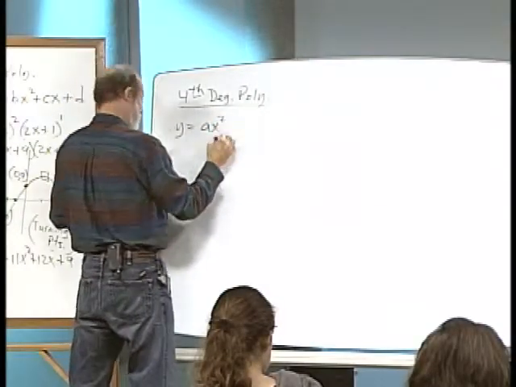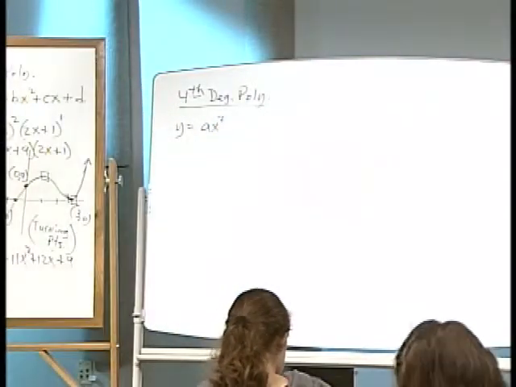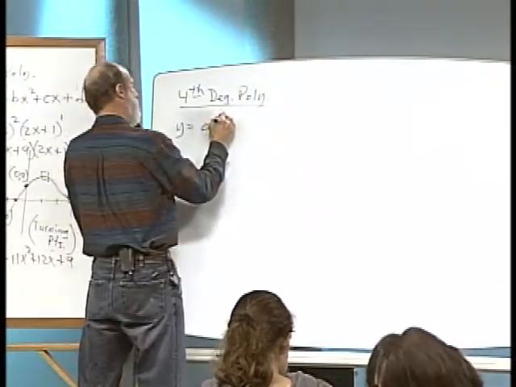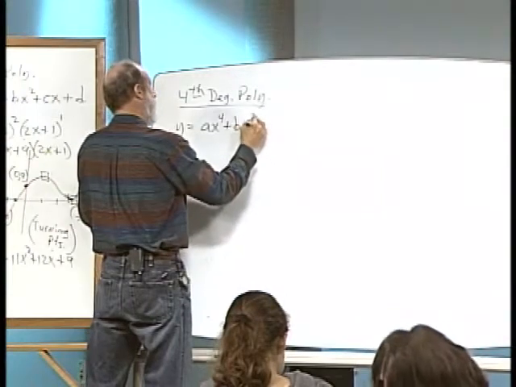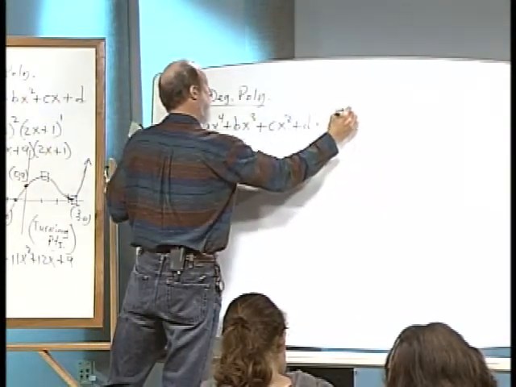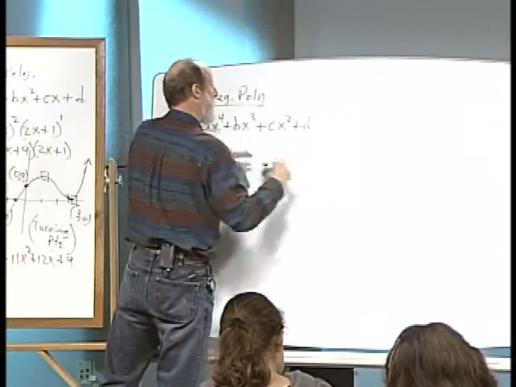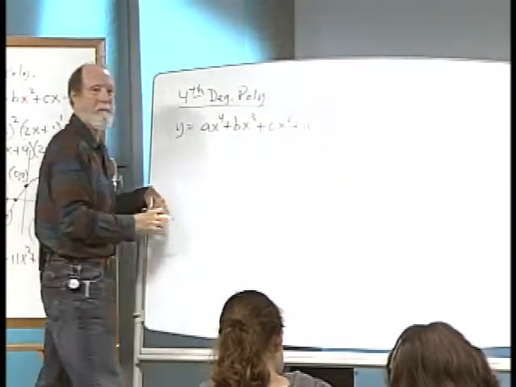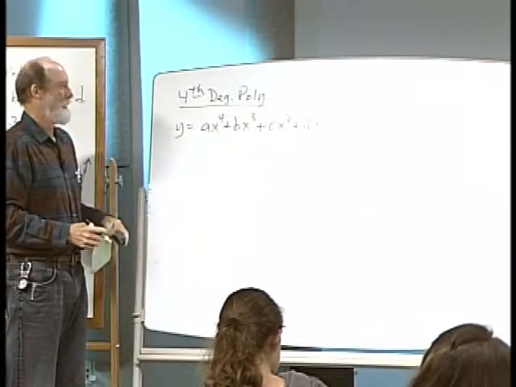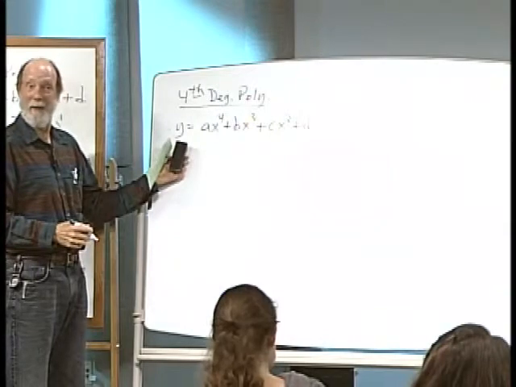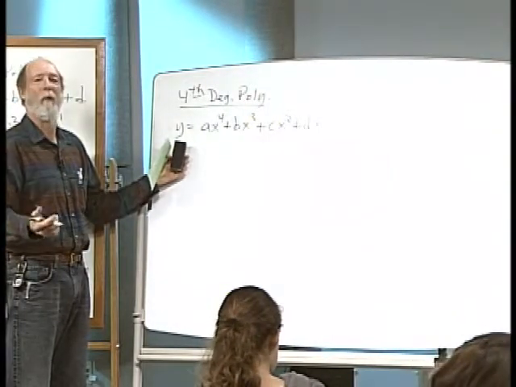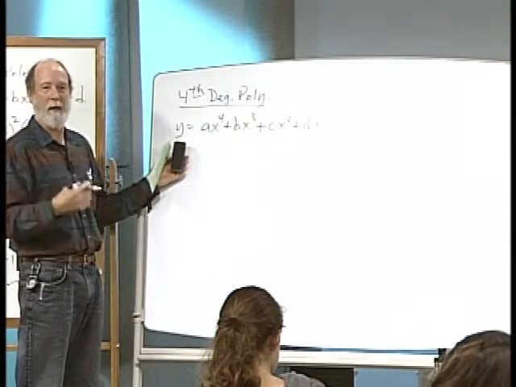ax squared, I'm sorry, ax to the fourth plus bx cubed plus cx squared plus dx plus e. These can get, how high can we go, folks? Infinite. Right. Oh, I've got one more comment to make about this cubic that's right behind me here.